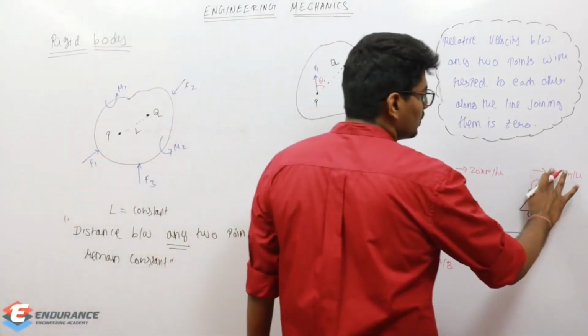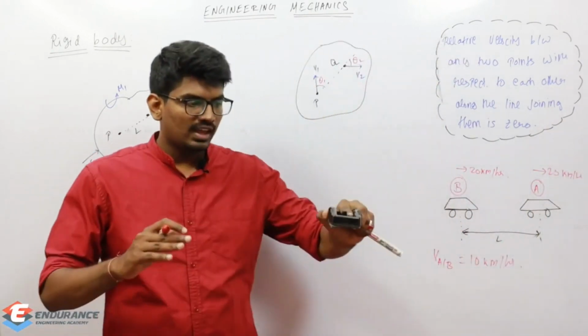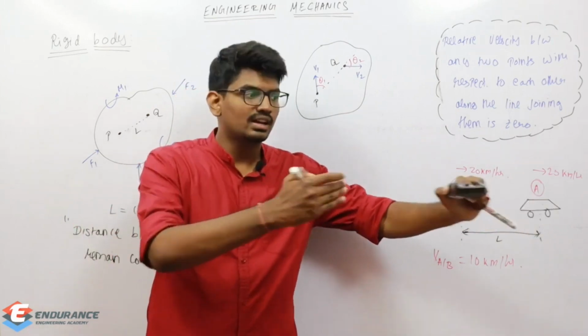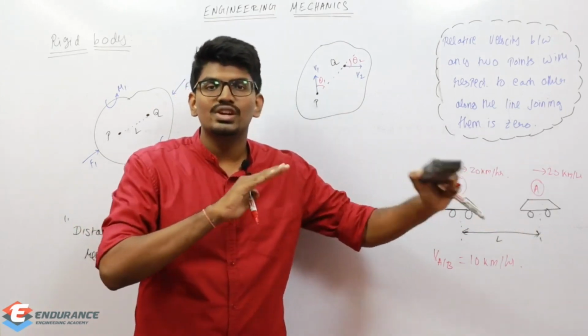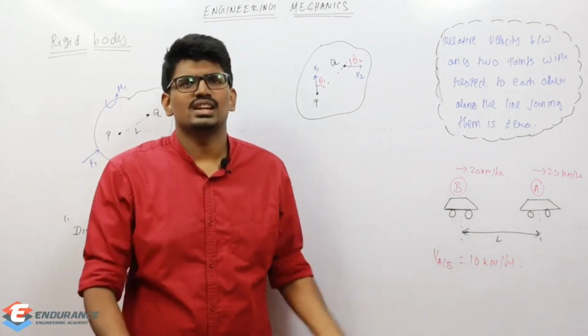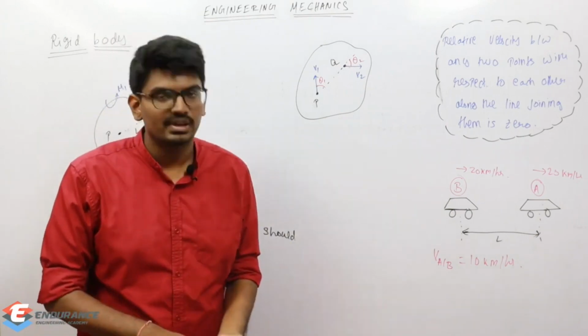only if both are traveling at the same speed. If A is also traveling at 20 kilometers per hour and B is also traveling at 20 kilometers per hour, the distance between those two will remain constant without any change. Obviously, that is what we need, right? And that is what the dynamic definition says.